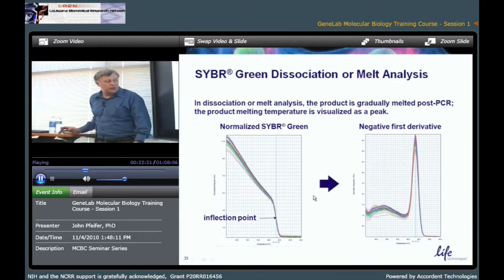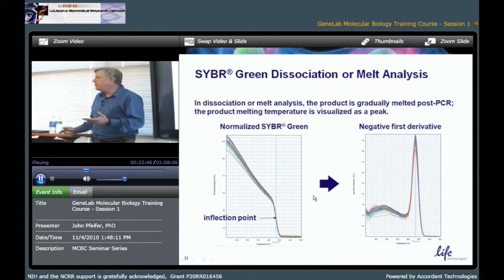We see a drop in SYBR signal. Now, this initial drop has nothing to do with the amplicon. This is just the decrease in fluorescent signal that you get with increasing temperature. And where the drop accelerates, that is the amplicon or amplicons being melted. Eventually it bottoms out at very high temperatures. The melting temperature of whatever this is would be defined as the inflection point on this graph.